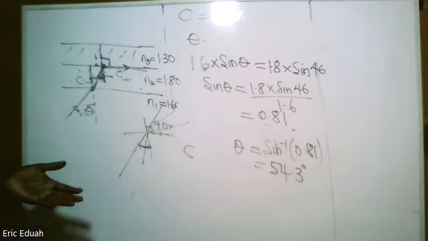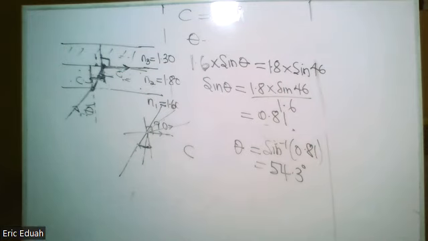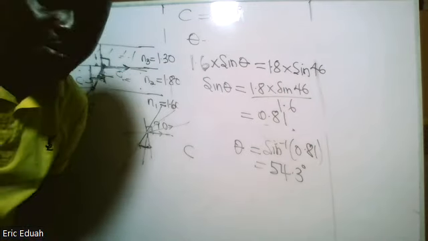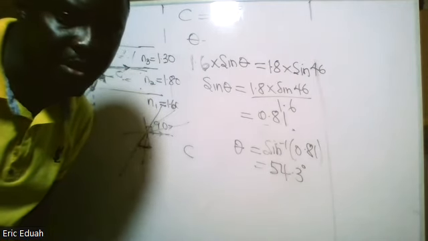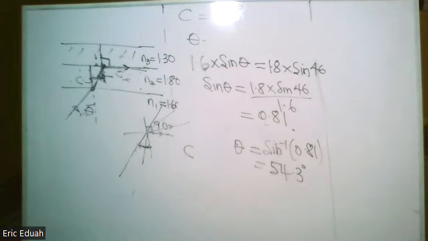Mr. Ede, I understand the fact that when we decrease theta, the critical angle also decreases. But I don't understand the part where there is a refraction in medium 3.